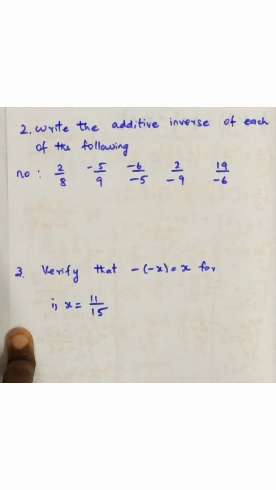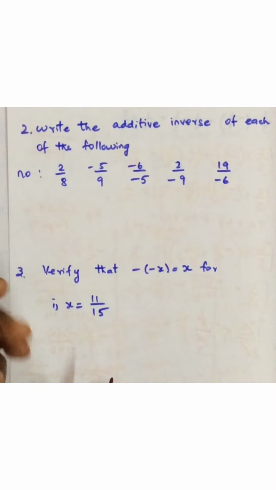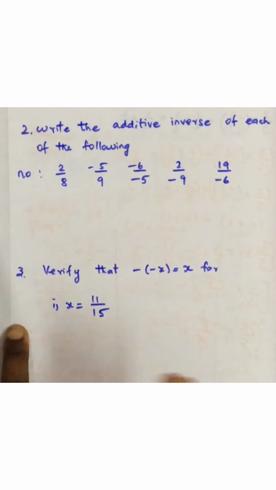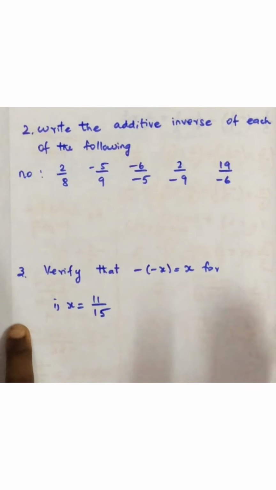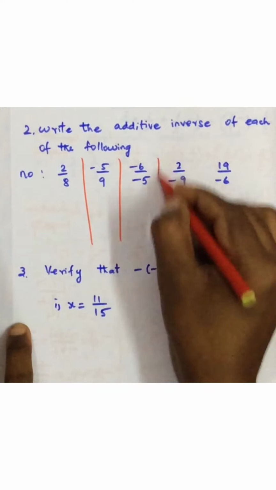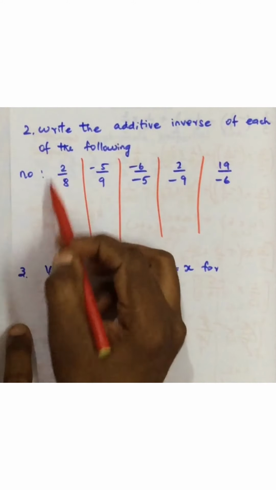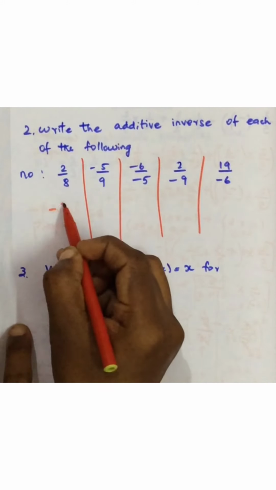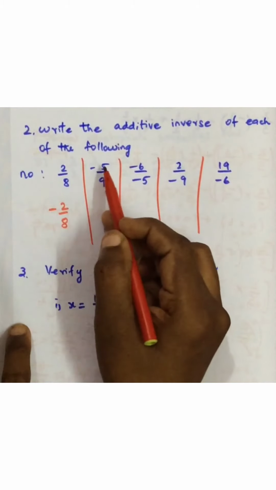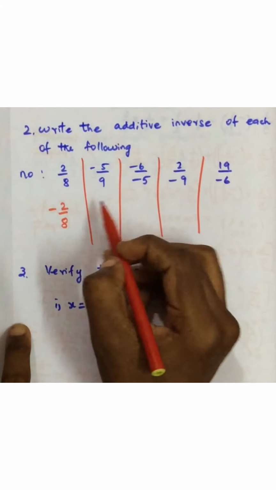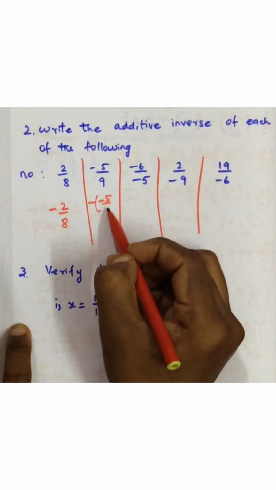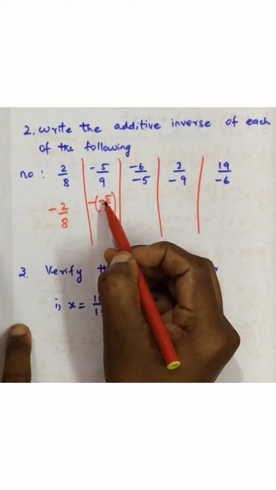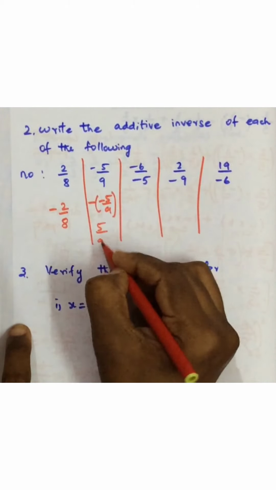Okay. The next problem is, write the additive inverse of each of the following. We discussed additive inverse in the last videos. So additive inverse is also called the negative of the number. So we are just going to write the negative of these numbers. So 2 by 8 is very simple, minus 2 by 8. What is minus 5 by 9? Negative of minus 5 by 9: minus of minus 5 by 9. So minus into minus becomes plus. So the answer is 5 by 9.